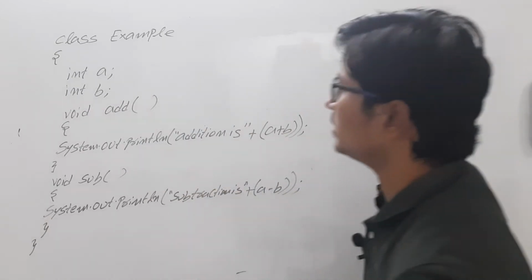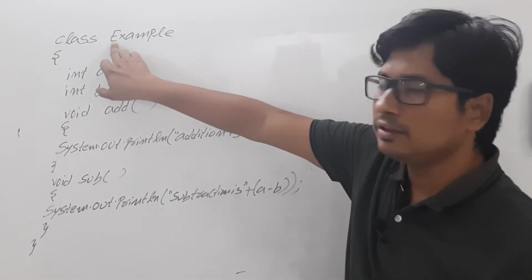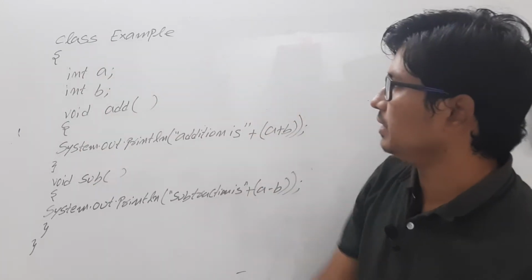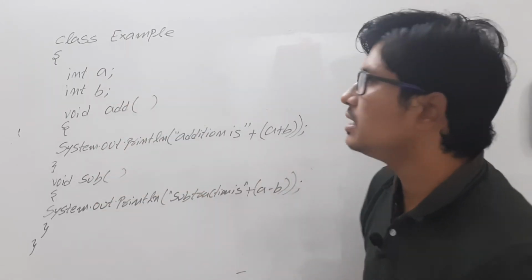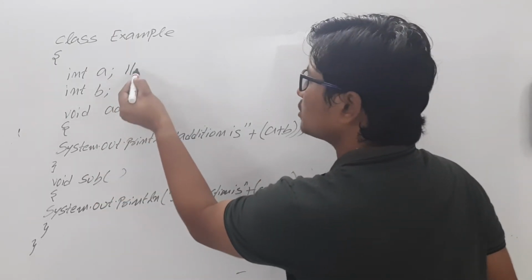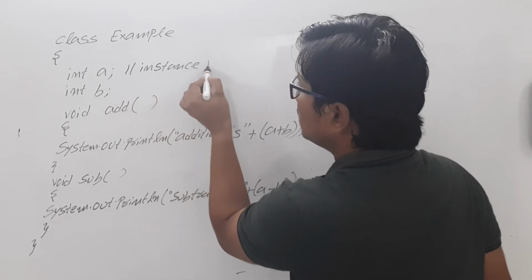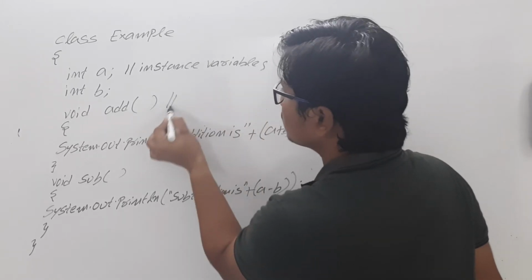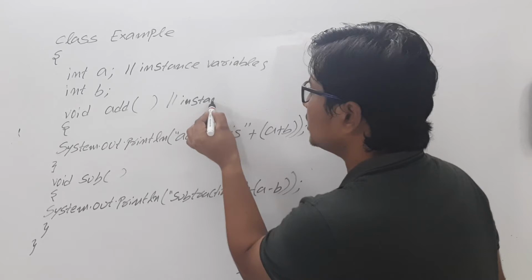So now look at here. This is a class and for the class name, every word should have the capital. So that's why E here is a capital. Okay. And there are two variables and two methods. These kind of variables, we will call as instance variables.